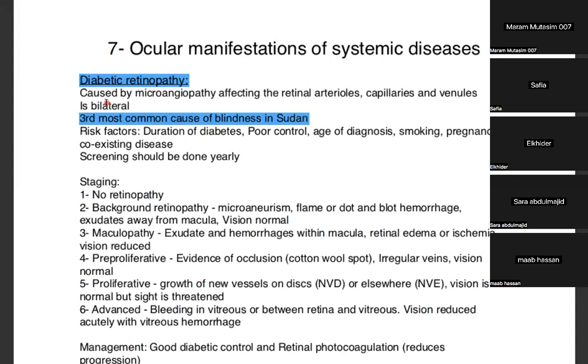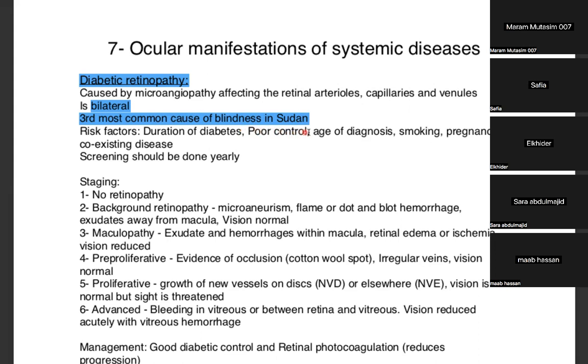Okay. Another important point is that it's going to be bilateral because diabetes is a common condition, meaning it affects both eyes. It's not going to affect only one eye. There are things that make it worse and things that make it a bit better. What makes it worse is the duration of the diabetes. The longer you've had the diabetes, the more likely it is to cause diabetic retinopathy.